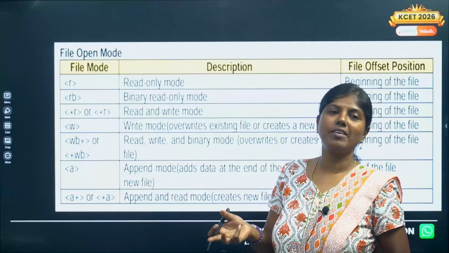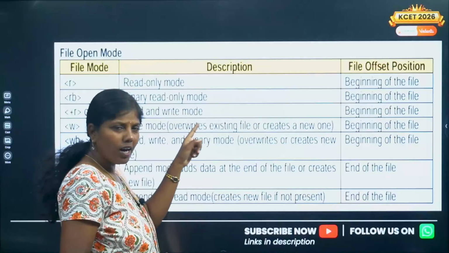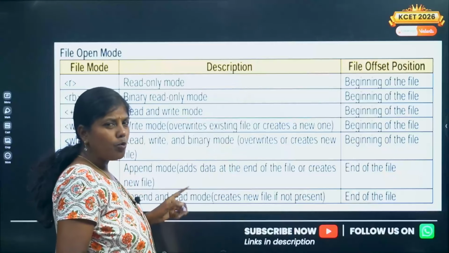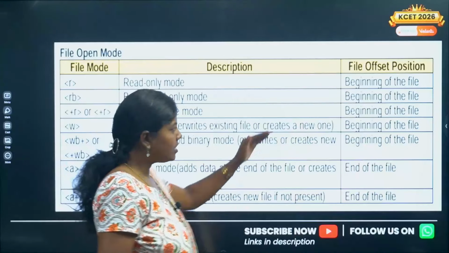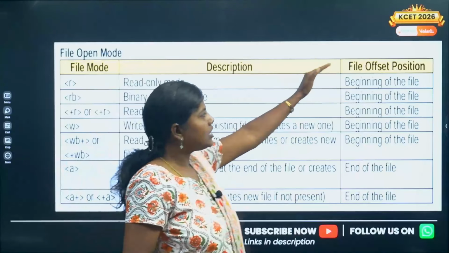In the read mode, it will be at the beginning of the file. In all other modes, whether it is w, r plus, or w plus, whatever it is, the file object will always be pointing at the beginning of the file only.